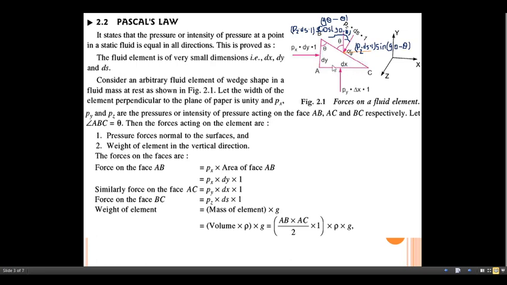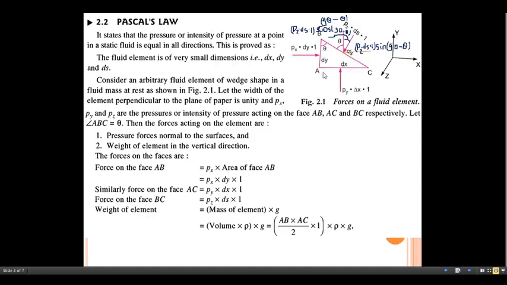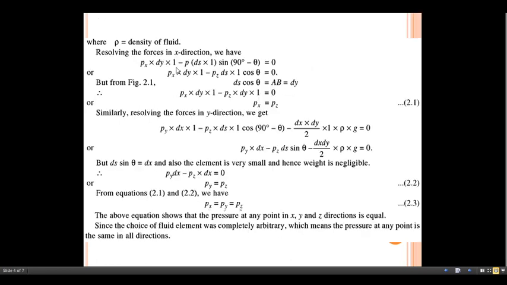If you consider this small triangle, ds is the length of this side, and cos of theta is the adjacent side over the hypotenuse, which gives dy by ds. So ds cos of theta is nothing but dy, and dy is the length of AB. That's why AB equals dy is written. Now from this, what do we get?